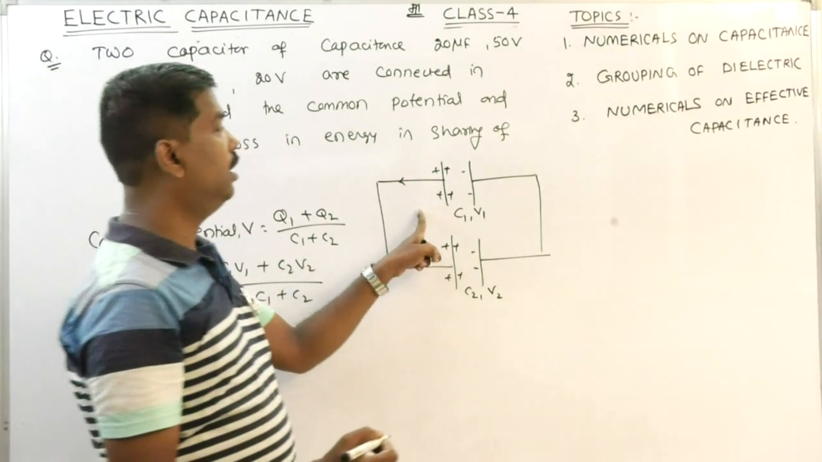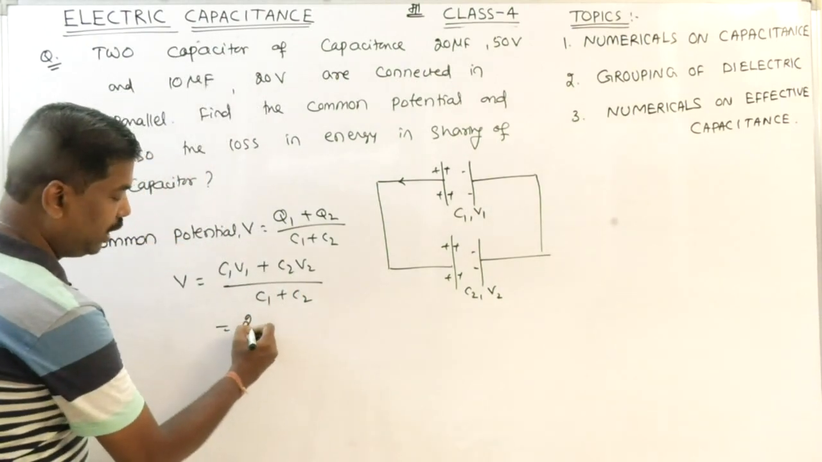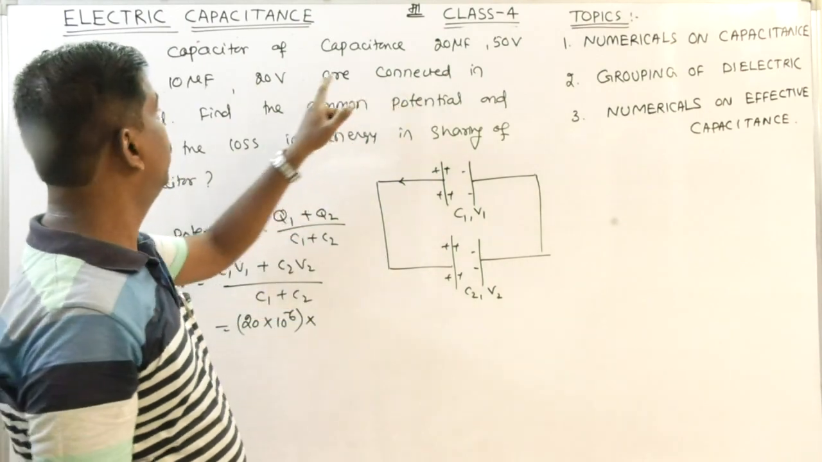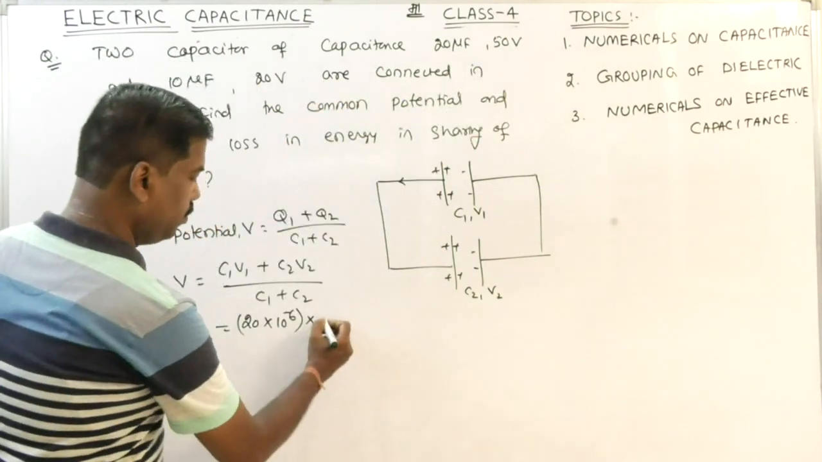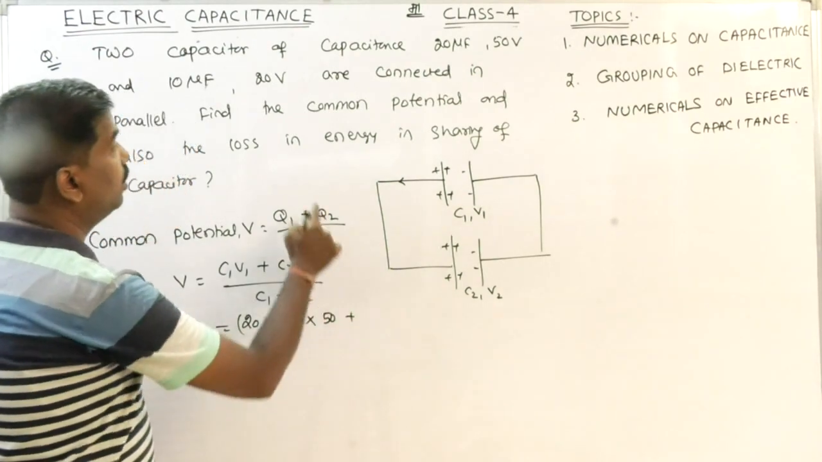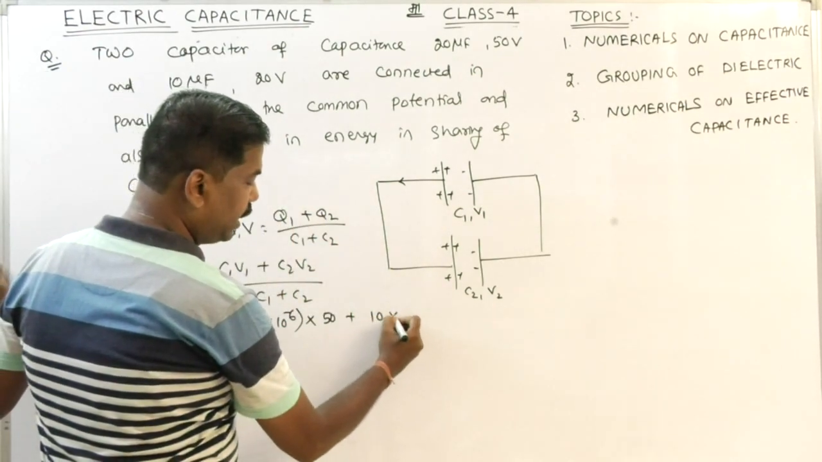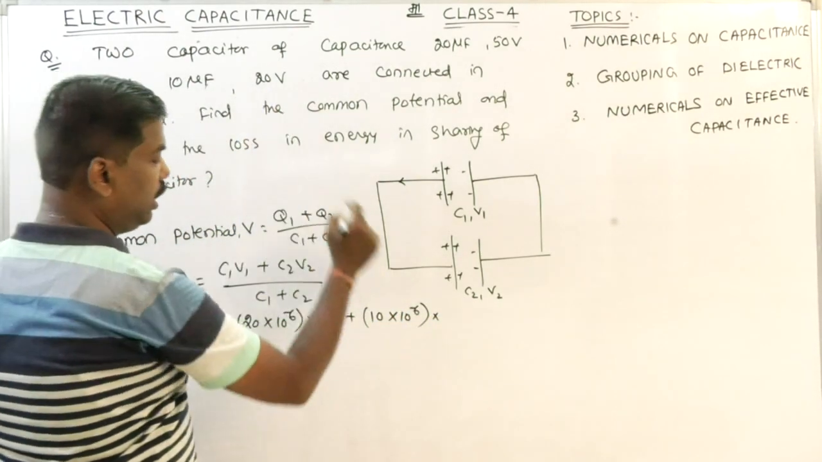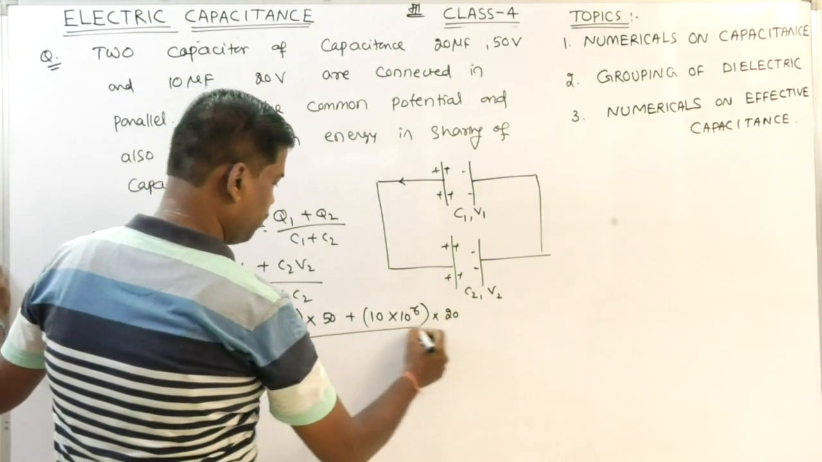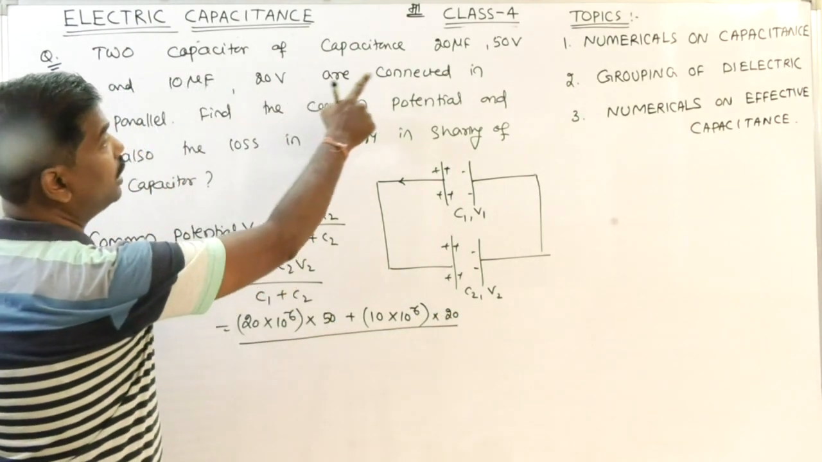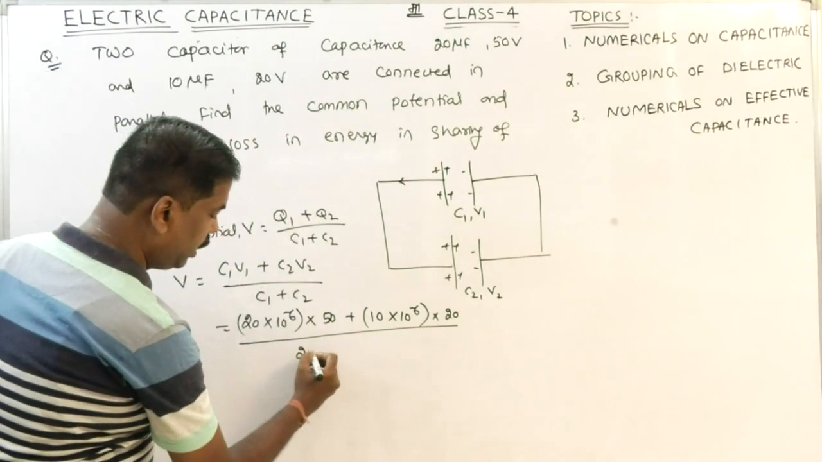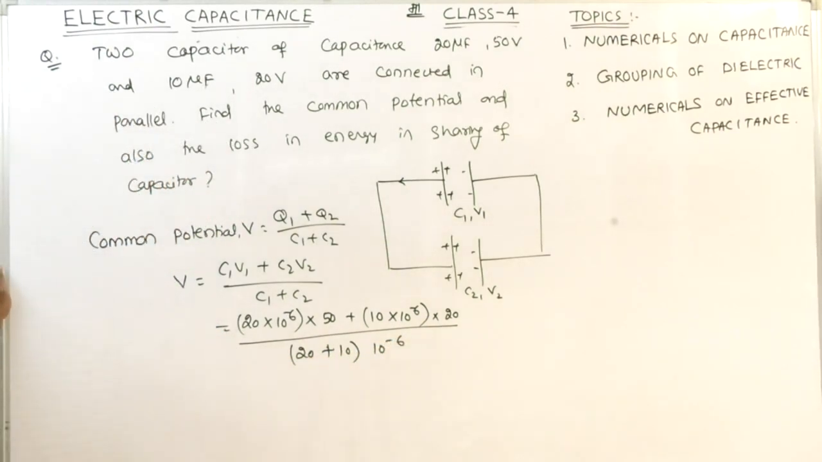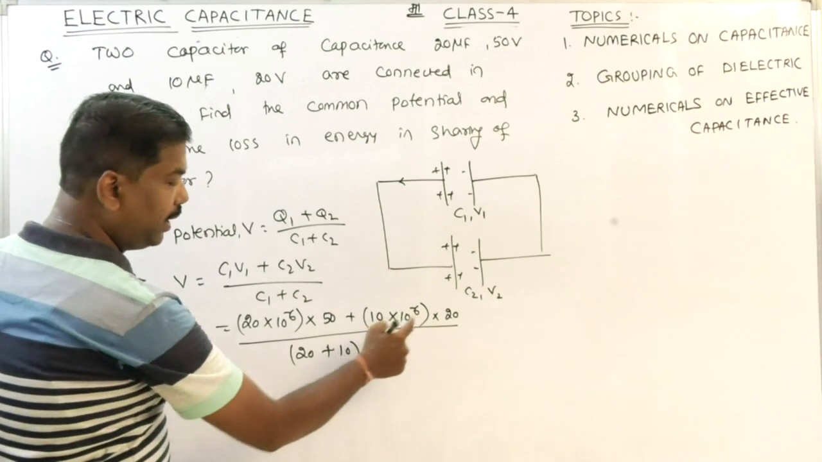So C1 is given as how much? 20 microfarad. So 20 into 10 to the power minus 6. V1 is given as 50 volt, plus C2 is given as 10 microfarad, 10 into 10 to the power minus 6. V2 is given as 20 volt. So C1 plus C2, that is 20 microfarad and 10 microfarad, 20 plus 10. So microfarad taken common. Clear?